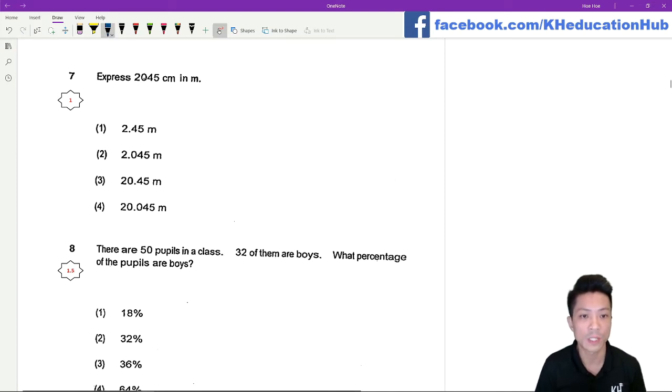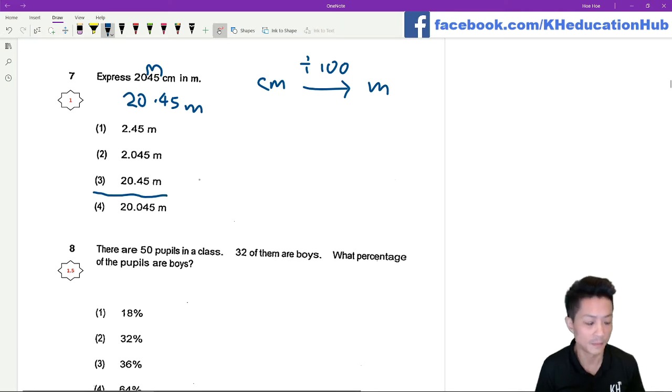Question 7, they want you to express 2045 cm in meters. So remember, if you want to convert cm to meters, you have to divide it by 100. So dividing this by 100, the decimal is all the way behind. You're going to jump twice. Okay, the answer will be 20.45 meters. Answer is number 3.